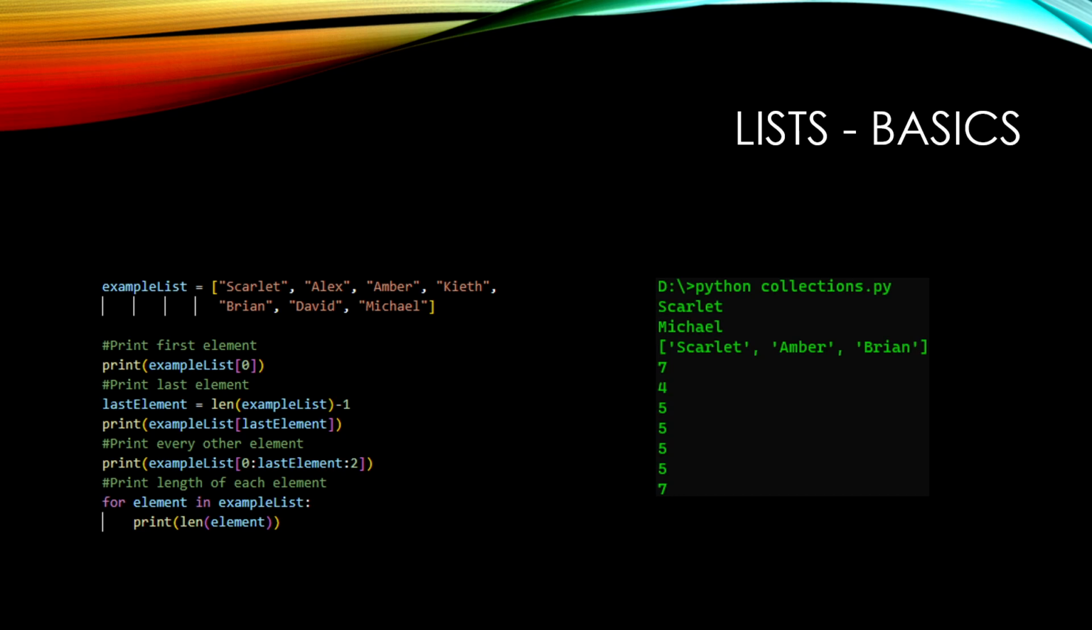And the last thing we're going to do, print the length of each element. And boy, doesn't this look exactly the same. So, for element in example list, print len element. And then, of course, we get 7, 4, 5, 5, 5, 5, 7. So that is the very basics of lists.